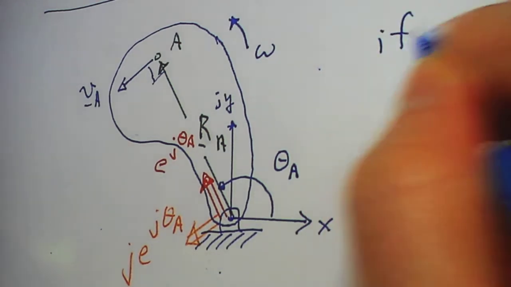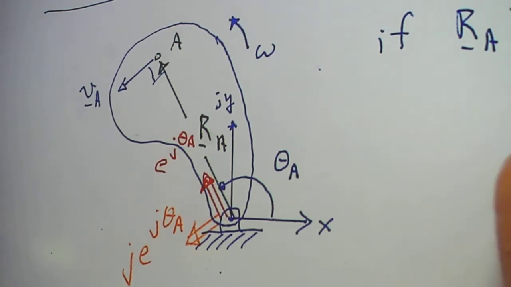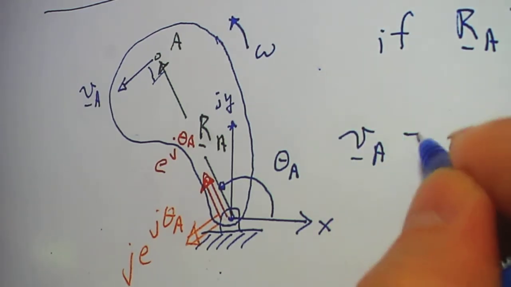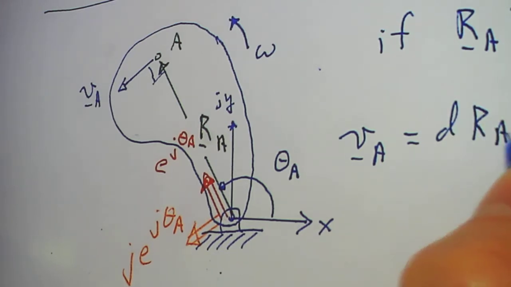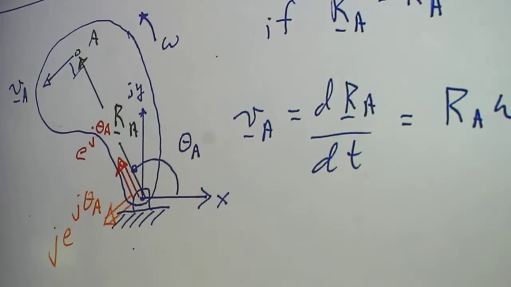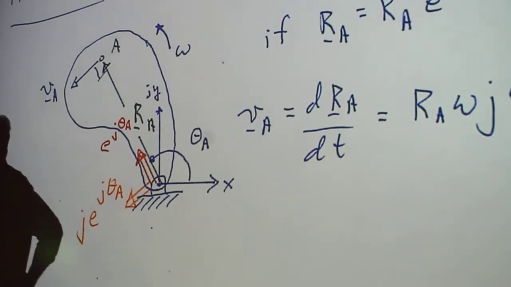So I say RA, which is a vector, so it has magnitude and direction. If I take that vector and I differentiate it with respect to time to get velocity, I get RA omega j e to the j theta A. And that's what we saw before in the previous chapter, or actually chapter 6, I guess it is.